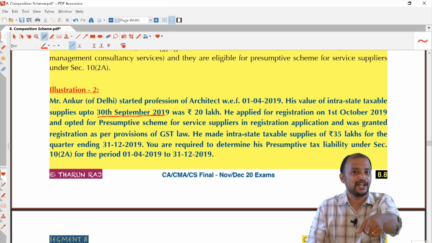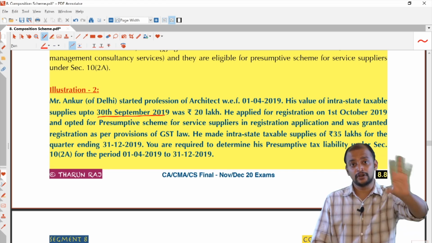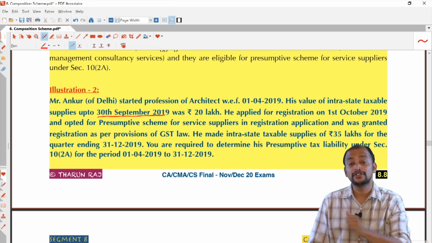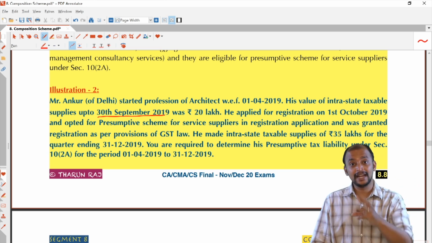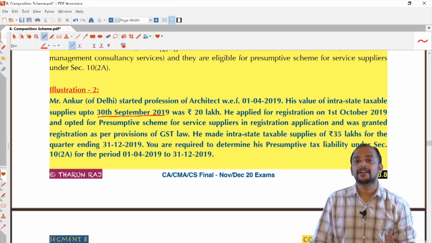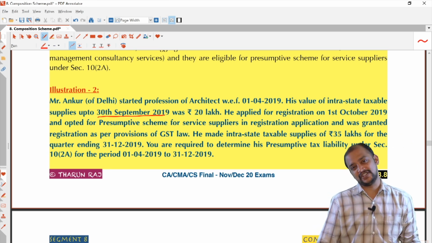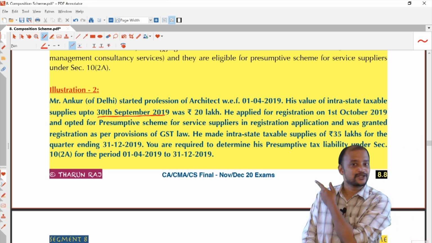And for the purpose of turnover, Explanation 2 to section 10, it is not 10(1) only, it is for the entire section 10. Explanation 2 to section 10 says what? While calculating the turnover, we need to exclude supplies from 1st April of the financial year till the date they are liable to get registered. So therefore this 20 lakhs should be excluded.